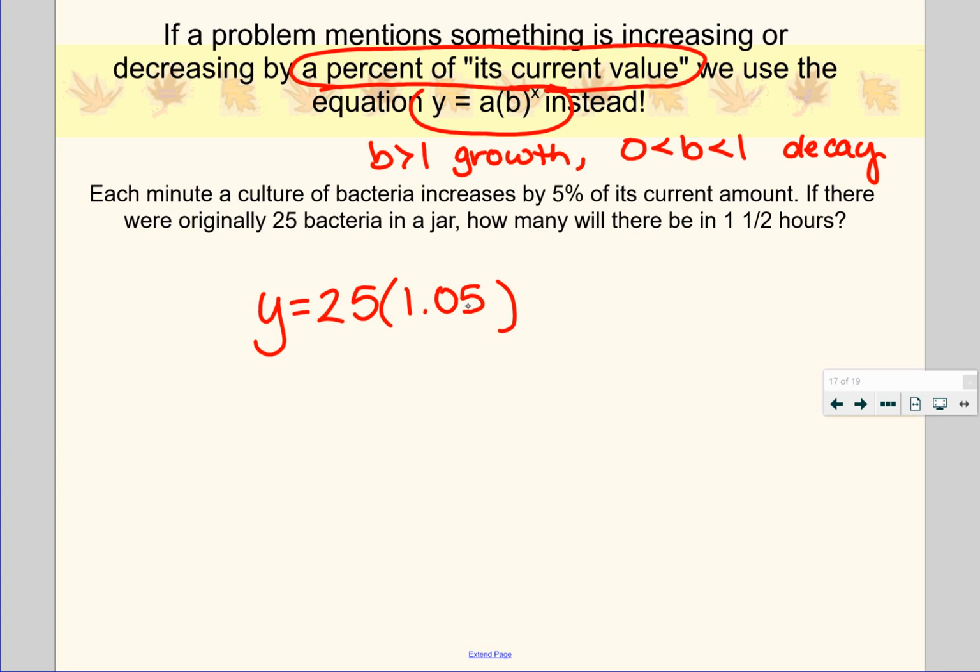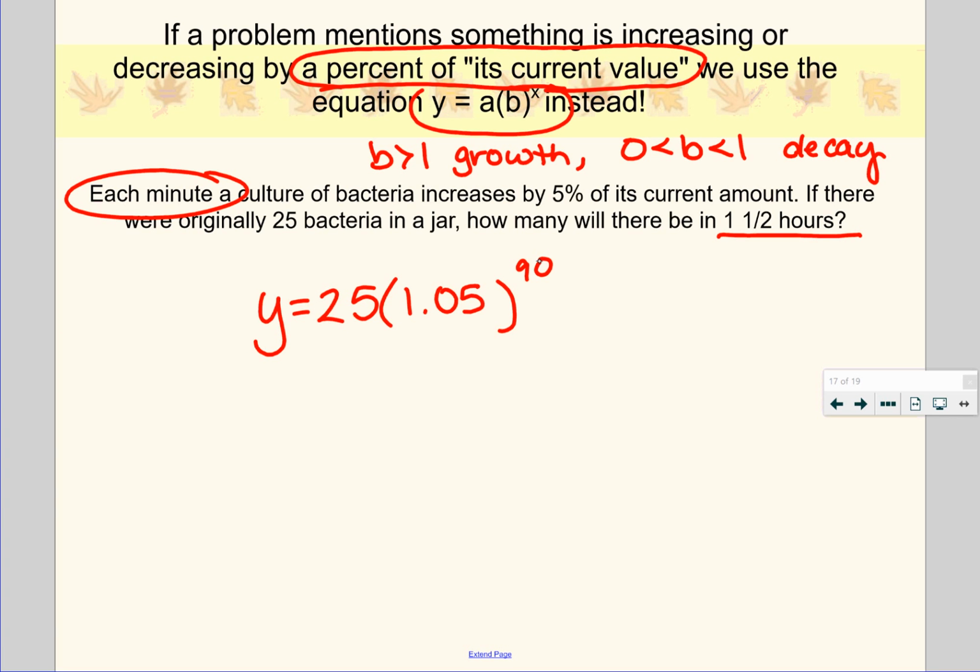And then be careful with the time on this one. It says each minute is when it's going to increase by 5%, and they said 1.5 hours have gone by. So what's my X going to be? Yeah, you've got to convert that to minutes, 90. And type it in. And then because this is bacteria, we're just going to round to the nearest bacteria, I guess. We can't have partial bacteria.